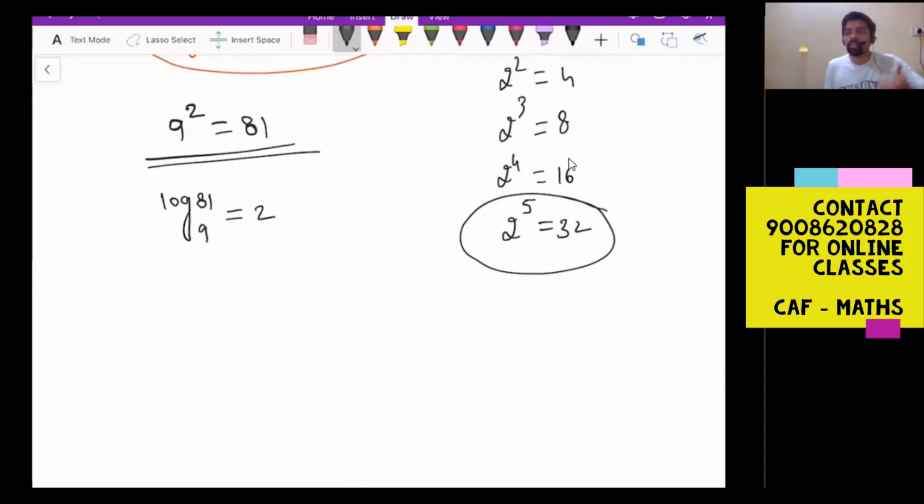Always remember this thumb rule. What is the thumb rule? Always the exponent will be the answer. So in 9 power 2, the exponent is 2, right? That should be the answer for the log. In 9 power 2, the base is 9, correct? The base is 9, the exponent is 2. So even in the log, the base will be 9 only. Got it? So log 81 to the base 9 will be 2.